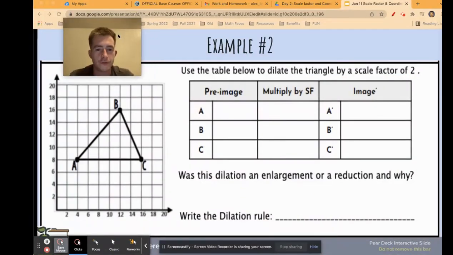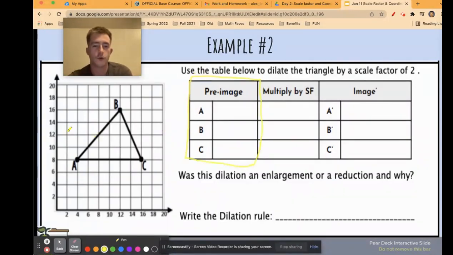Example number 2. Same sort of thing, okay? Just want to show you guys one more time. So, first thing we do is this part of the table. Let me get my pen back out. First thing we're doing is this part of the table, just looking at our picture and writing down our coordinates for A, B, and C.